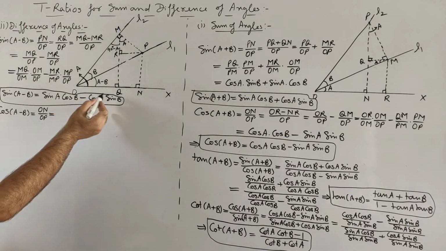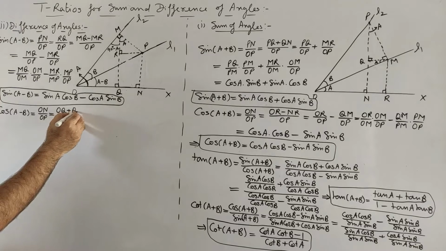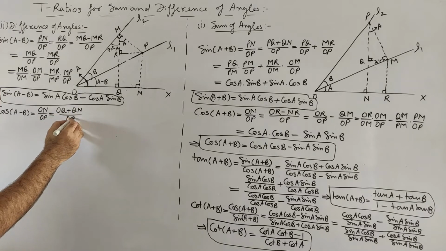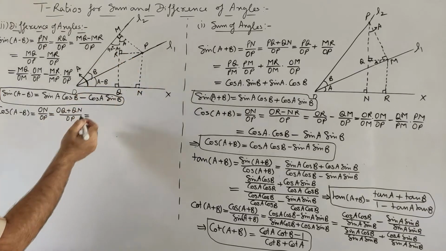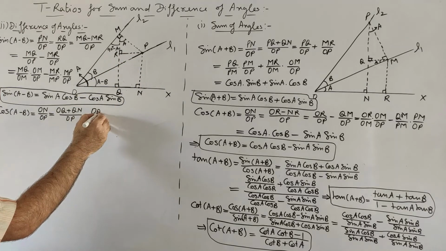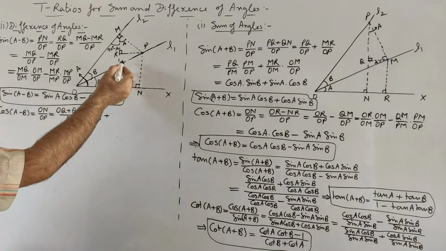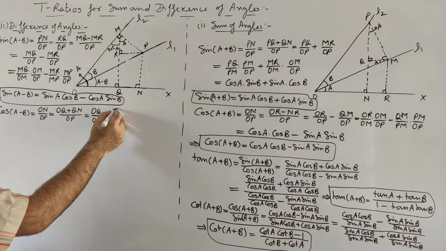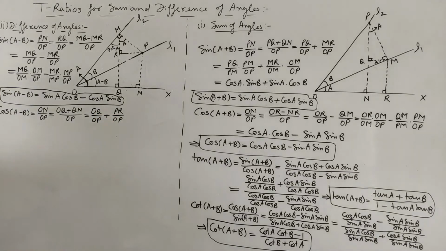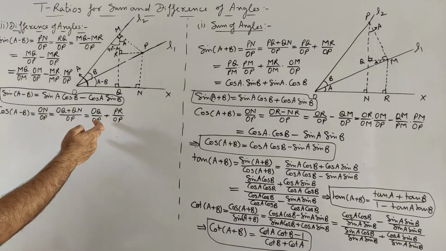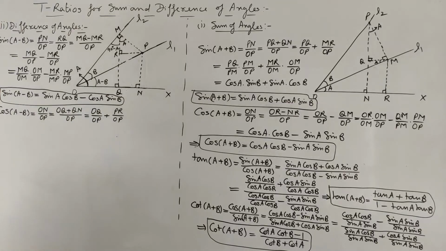ON can be written as OQ plus QN. So OQ plus QN upon OP, and QN is equal to RP. So OQ upon OP plus QN is replaced by RP. So PR upon OP. Now again OQ and OP are the sides of two different triangles.